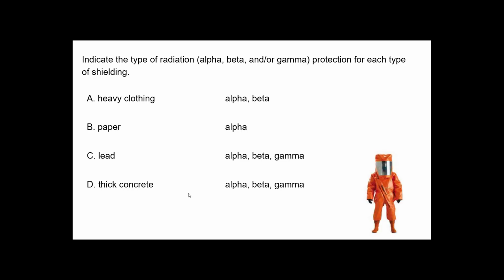Okay, so indicate the type of radiation protection for each. I'm just going to put it up here. Heavy clothing, that will cover alpha and beta. Paper will cover alpha. Lead will cover all of the radiation that we've discussed. We're not discussing positrons right here, just alpha, beta, and gamma. And again, thick concrete will also cover alpha, beta, and gamma.